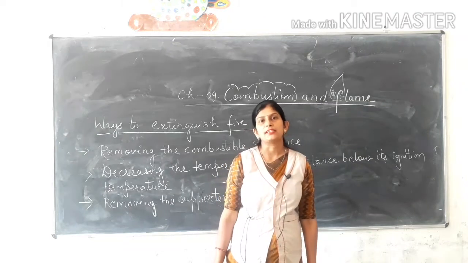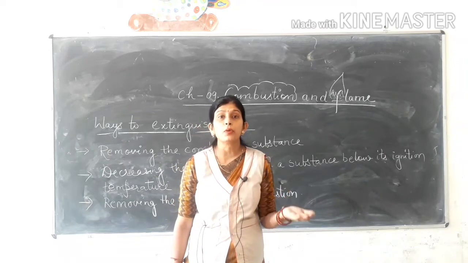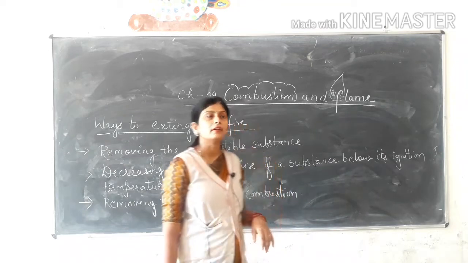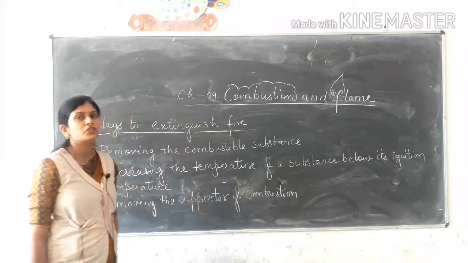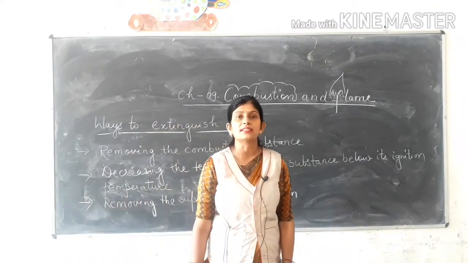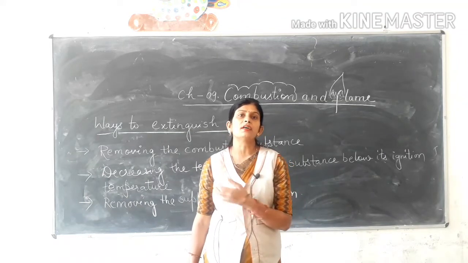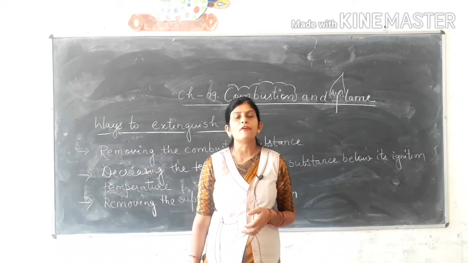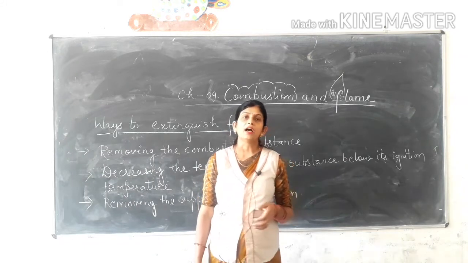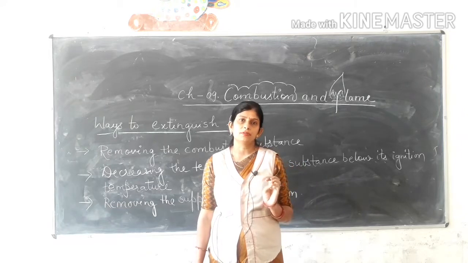Good morning, students. Today we will discuss the topic: what are the different ways to extinguish fire, from chapter 9, Combustion and Flame. As I told you earlier in our previous class, what are the necessary or basic conditions required for combustion? That is, availability of a combustible substance.